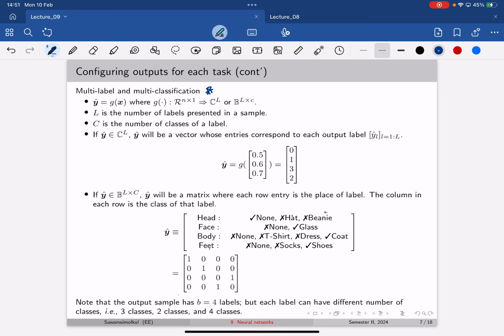In this example, to make it clearer, maybe you take a picture of a man and you want to classify the accessories that the man has. Maybe you will use multi-labels, and that means that you are considering the labels on the head, the face, the body, and the feet. So that means you have 4 labels to consider.